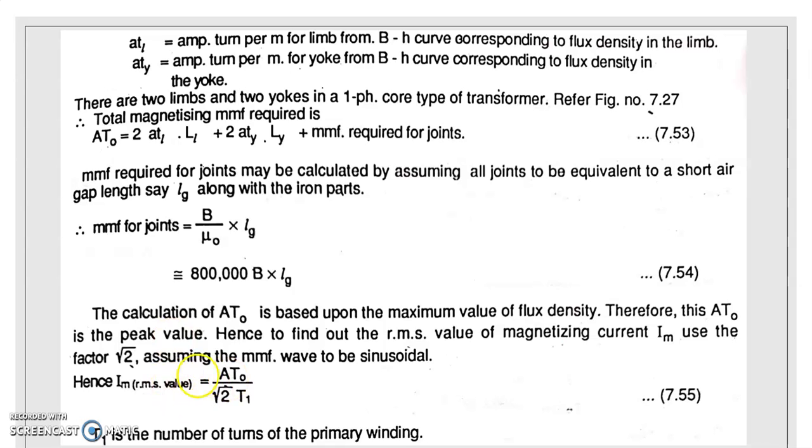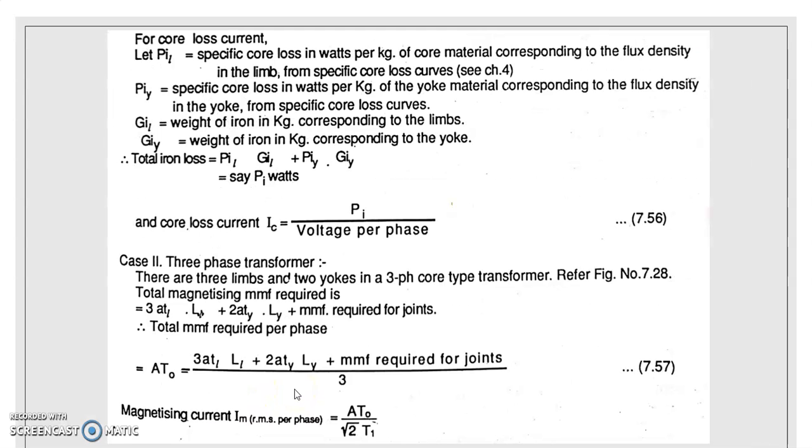Hence we have to find out the RMS value of the magnetizing current. We can calculate it as IM RMS equals AT0 upon root 2 into T1, where T1 is the number of turns of the primary winding.